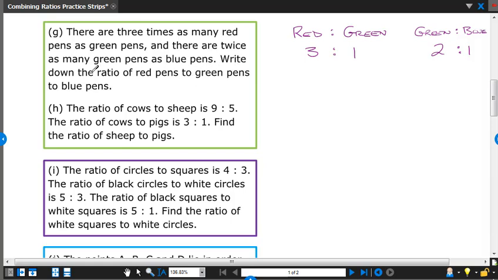Okay, write down the ratio of red pens to green pens. Okay, cool. Exact same thing. Let's get this and this to be the same number. So just multiply this. We want the green to be 2. So we're going to multiply by 2. We want the red then to be multiplied by 2, because it'll be the same as here, keep it balanced, so it's 6 to 2.